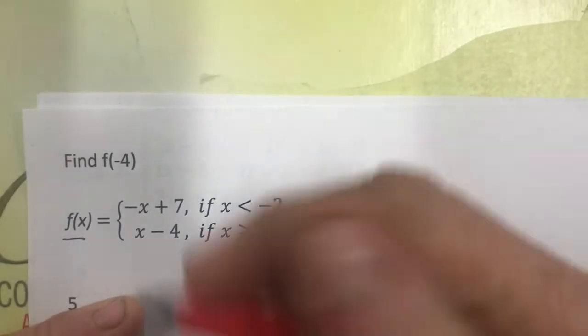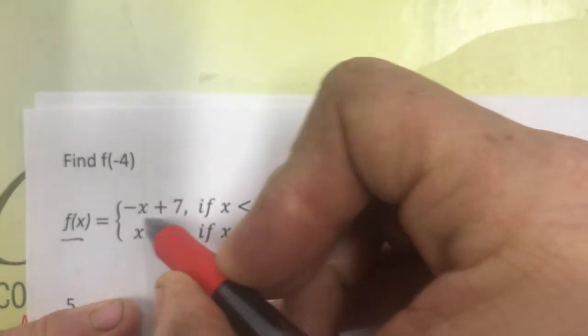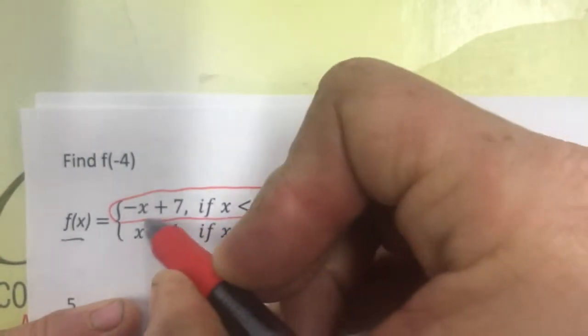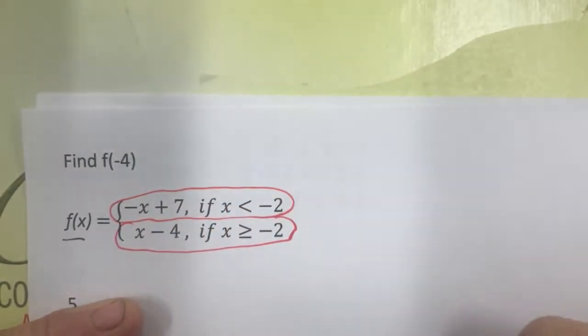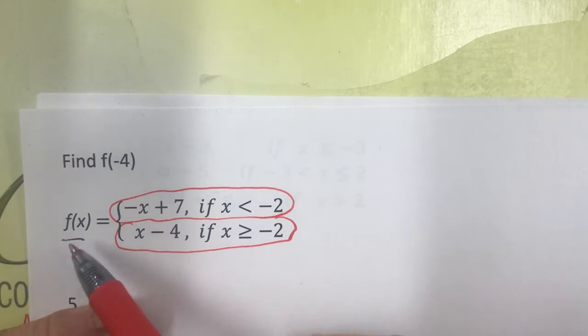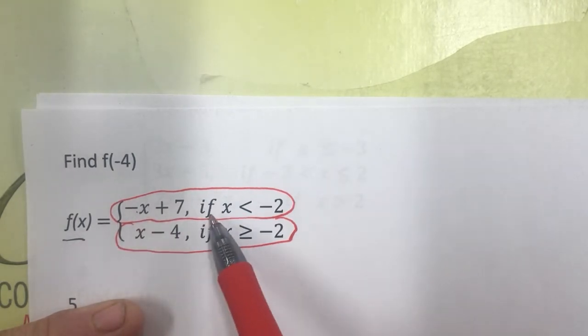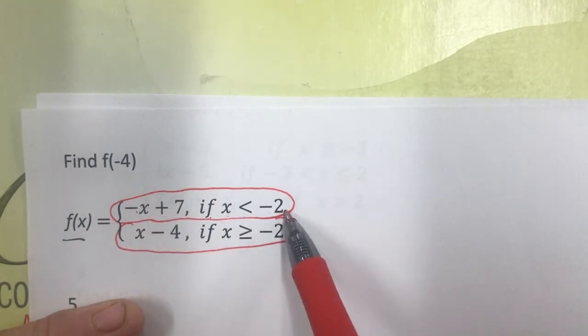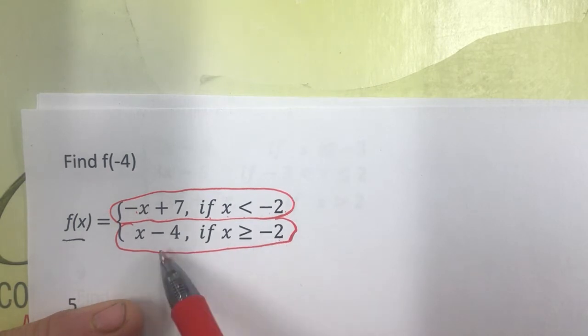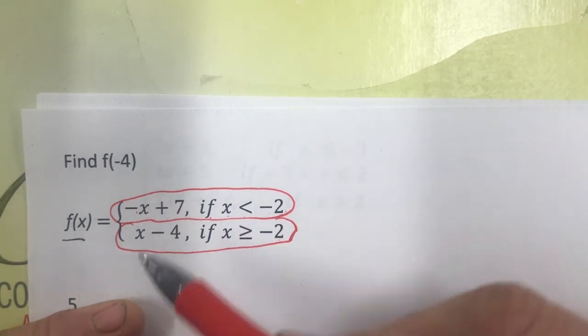get this red pen. So we have this piece, and we have this piece. So this has two pieces. Right here the function is this if x is less than -2. But if x is greater than -2, the function would be that. So we have two pieces to this.